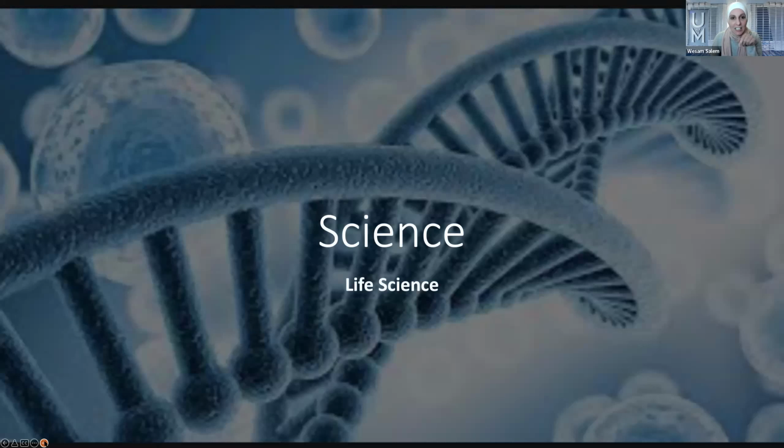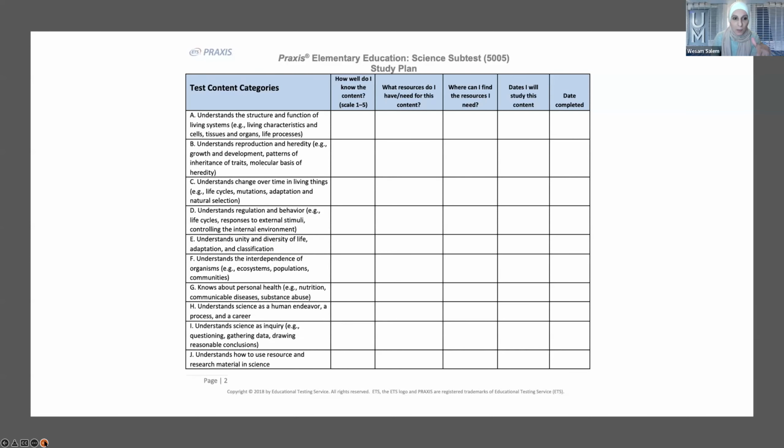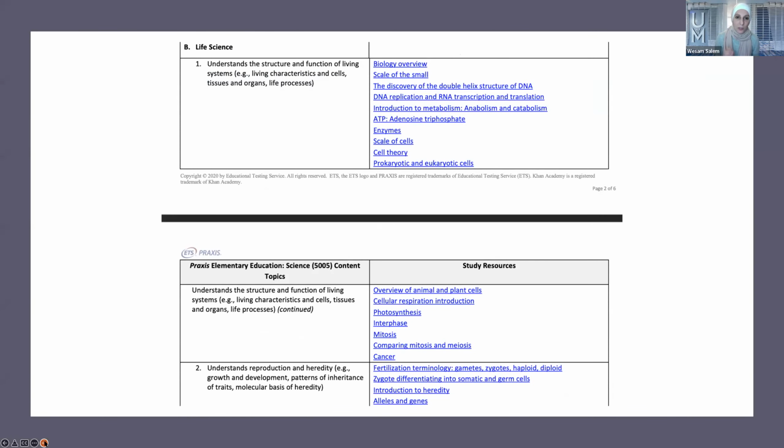All right, let's get into life science with the same exact structure and format. If you go to the study plan, it will list the items under life science. Under life science, you will see what topics you need to focus on and what ideas you need to go over. For each of these ideas listed under life science, there are lessons, videos, and text material that you could read to increase your knowledge within that category. So again, go back and go over the study plan and the study resources.